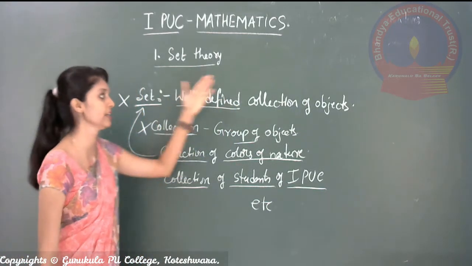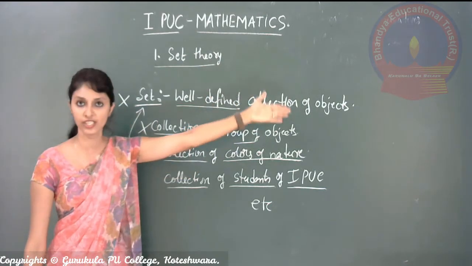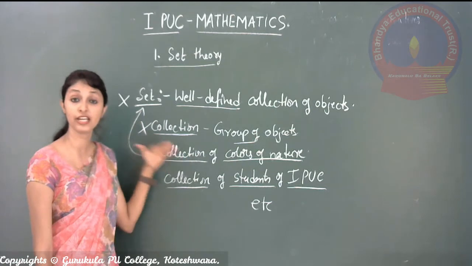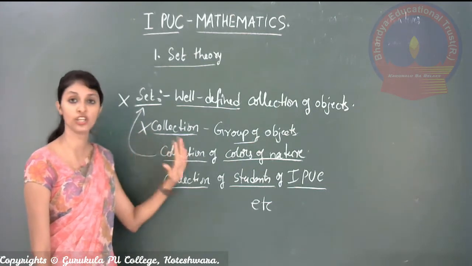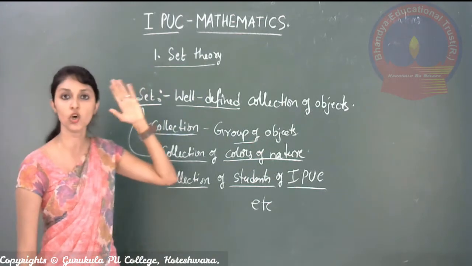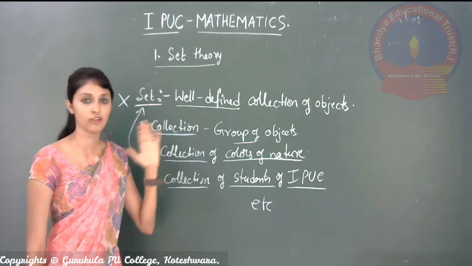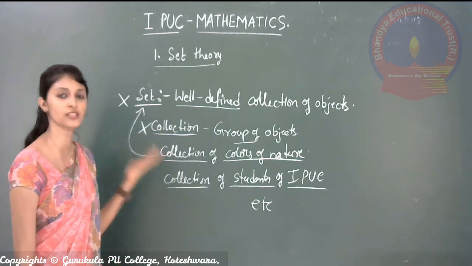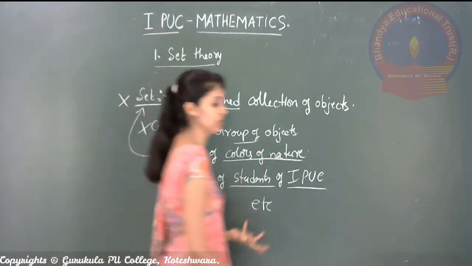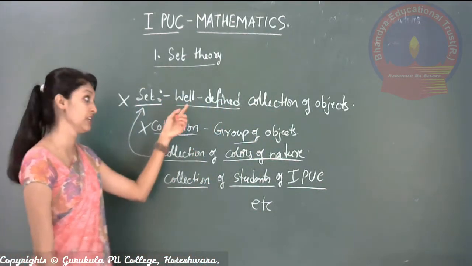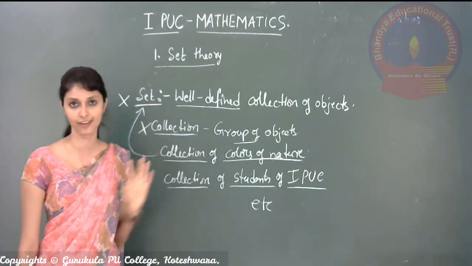A well defined collection of objects will give you the set, but every collection will not give you a set. Okay, after quoting this concept, this definition, the concept of set is not clear to you, I am sure. What is the difference then? What is the meaning of the word well defined collection and just the collection?